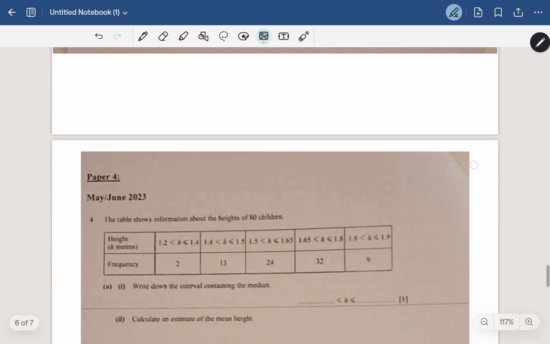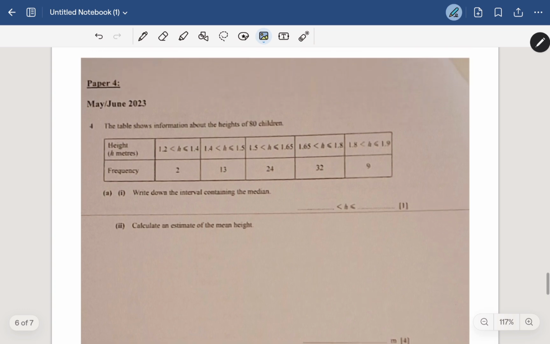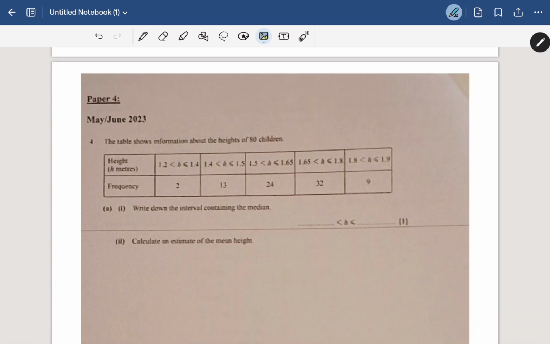Now we move on to this over here. Okay, they need us to write down the interval containing the median. First thing, to find the median, you're gonna write the cumulative frequency. This is 2, this is 15. You guys by now should know how to find the cumulative frequency. This is gonna be 39, 71, and 80.